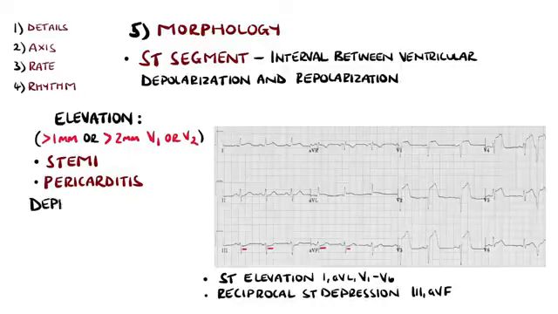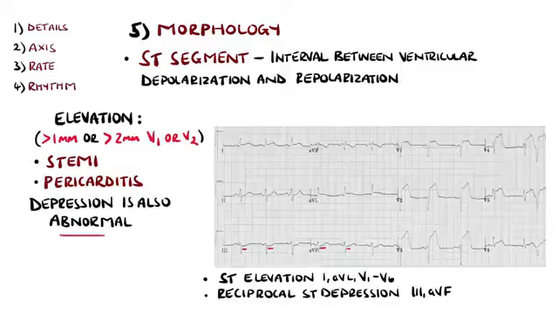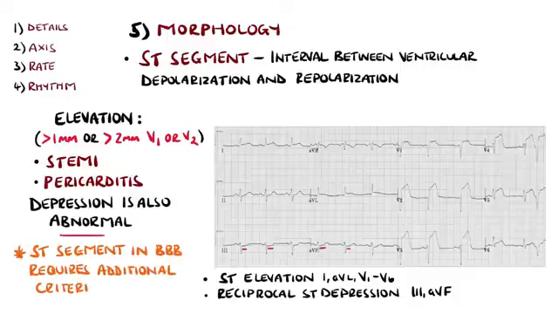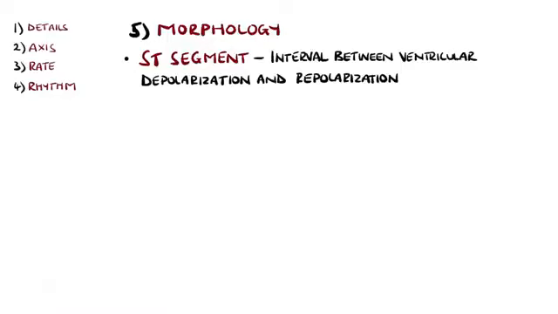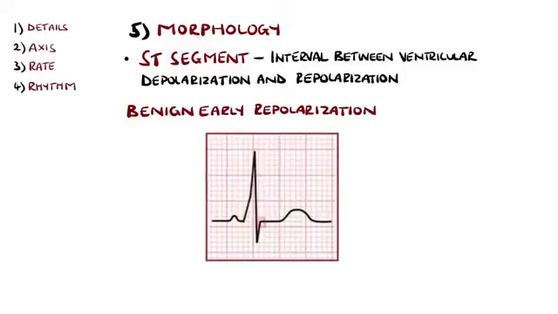Depression of this portion is generally an abnormal finding that can also indicate ischemia. It's worth noting that it's difficult to interpret the ST segment in people with bundle branch blocks, therefore more specific criteria are needed. Another feature to be aware of is the J point, which is where the S wave ends and the ST segment begins, as it can be raised, causing the appearance of ST elevation.